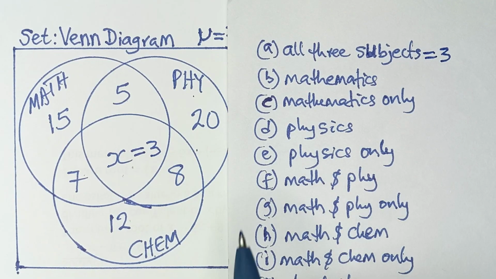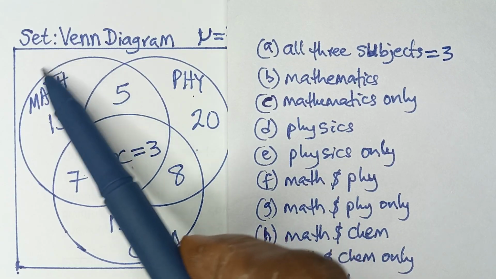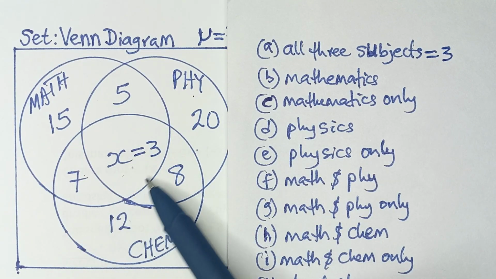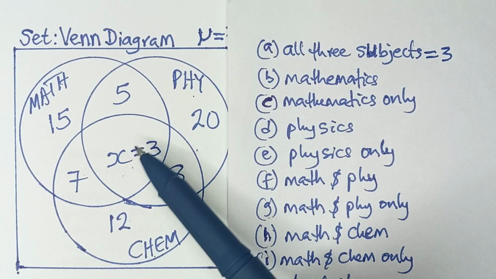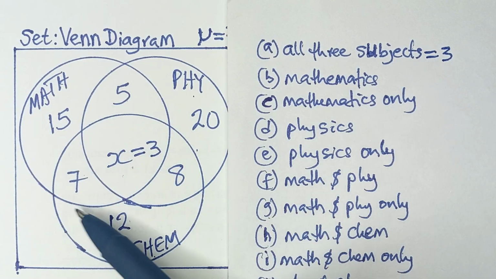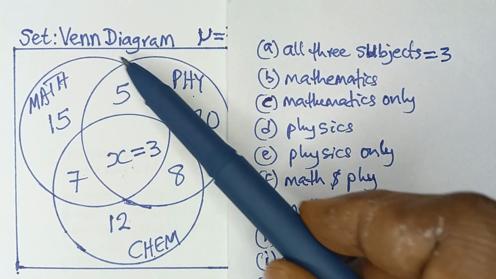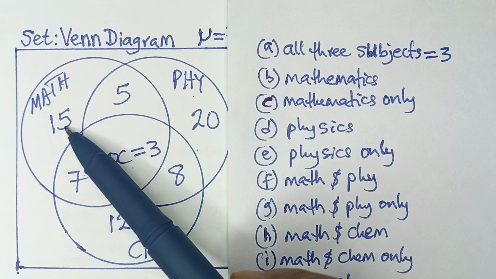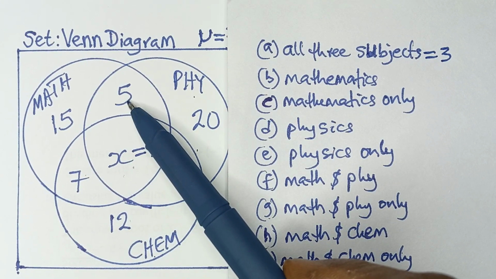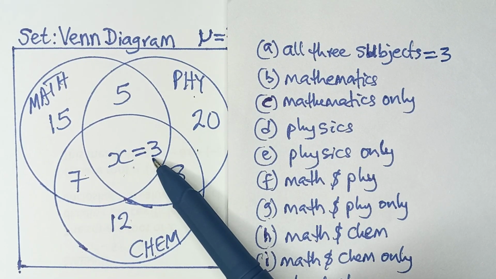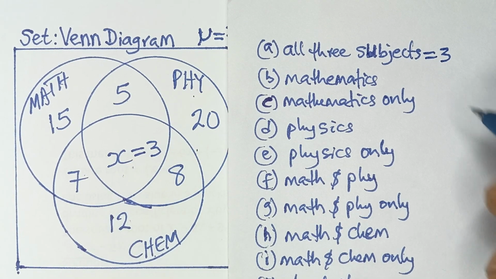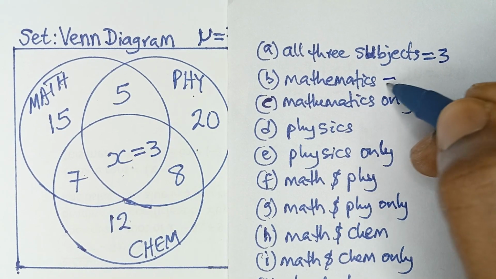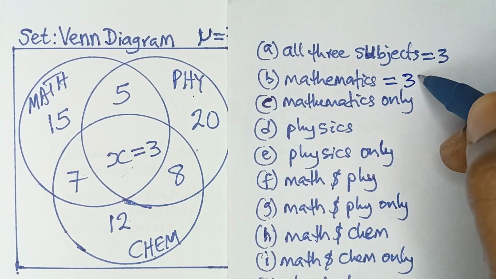To get the number of students that offered mathematics, we look at this circle of mathematics. This is the circle for maths. When we look at this circle, we add all the numbers inside it. That will give us the number of students that offered mathematics. So 15 plus 5 is 20. 20 plus 3 is 23. 23 plus 7 is 30. So the number of students that offered mathematics is 30 students.